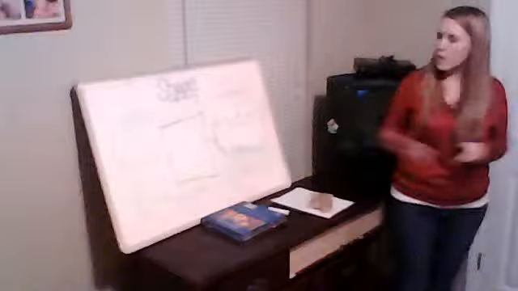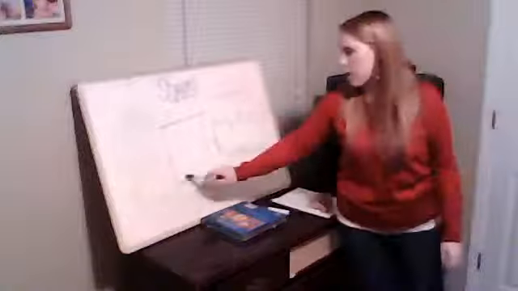Okay, now there's one more characteristic about a square. A square has 4 equal sides. If you'll notice, all the sides are equal. They're all the same size. So a square has 4 equal sides. Okay? So how many sides does the square have? 4. How many corners does the square have? 4. Awesome.